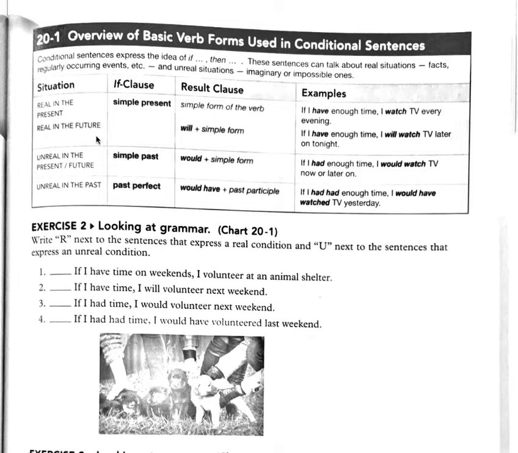Okay? Real in the future, the verb is still going to be in the simple present. The result clause will have will plus the simple form of the verb. If I have enough time, I will watch TV later on tonight. See, later on tonight, that's future. So we say will watch. The verb will and then the simple form watch. So you say, if I have enough money, I will buy dinner tomorrow and Wednesday night.